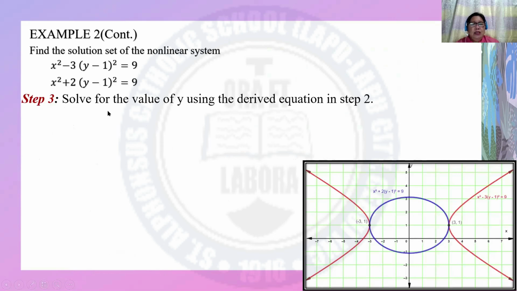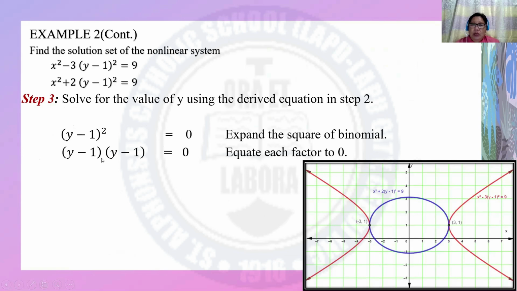Then for step 3, solve for the value of y using the derived equation in step 2. So the square of y minus 1 is equal to 0. We have to expand this. So that's y minus 1 times the quantity y minus 1. And we have to equate each factor to 0. So y minus 1 equals 0. And solve for y, we have to transpose negative 1 to the other side. So we have y equals 1. So we have a double root. y is equal to 1 and y is equal to 1.